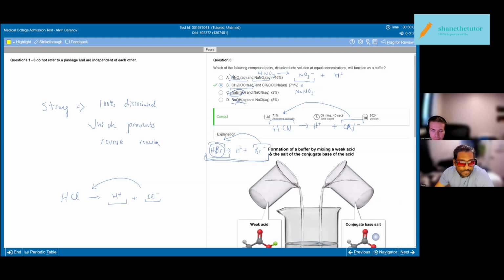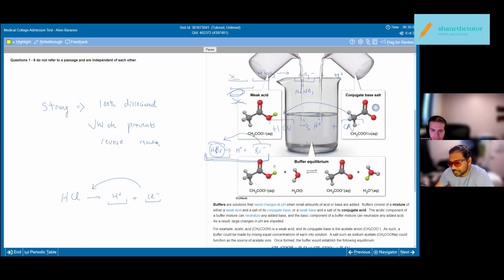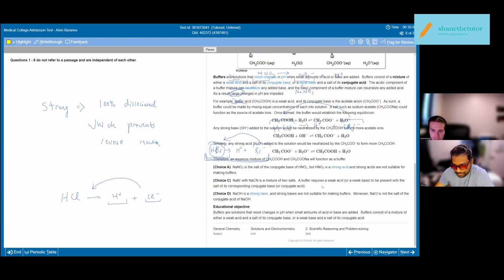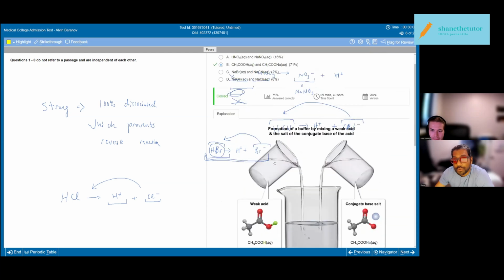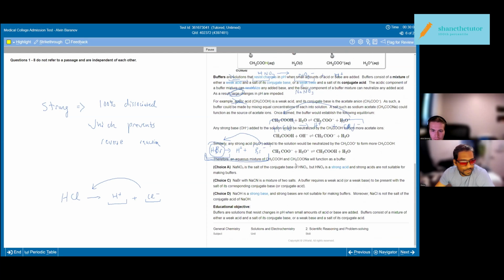CH3COONa is a weak base. The first one is a weak acid. The second one is a weak base, right?